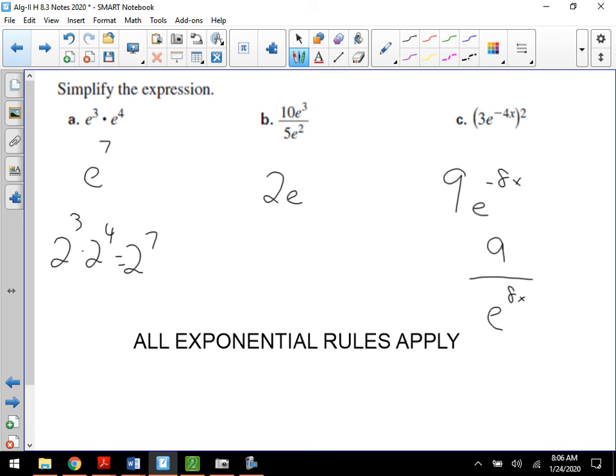Like I said, all exponent rules here apply. It's simplifying and working with e.